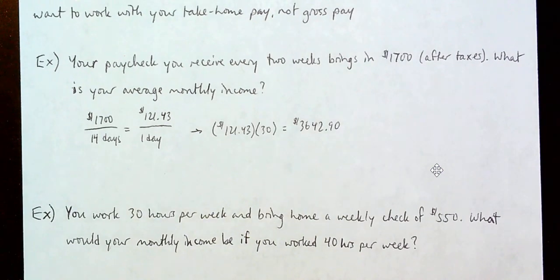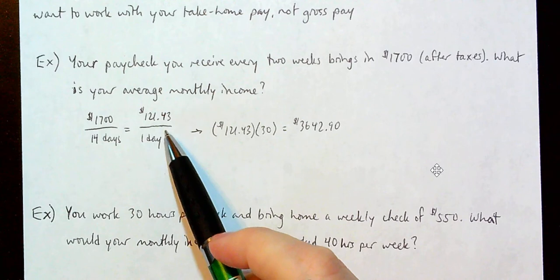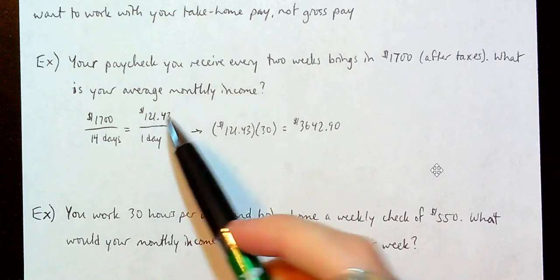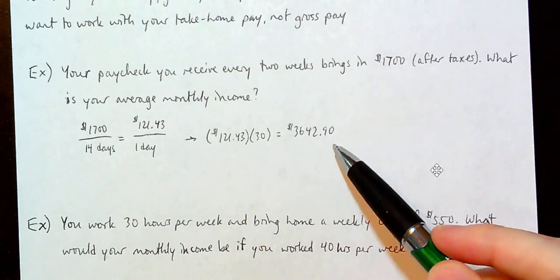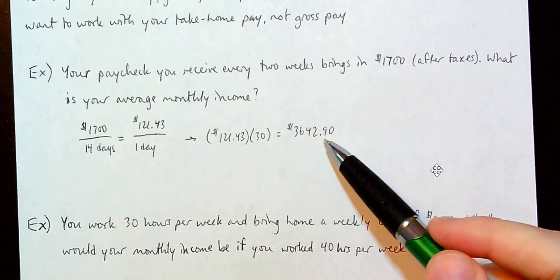So this is what our calculation is telling us. The average monthly income is going to be just over $3,600. Now, just for the record, when we rounded to 121.43, it was actually 121.428. So this was rounding up our value by a couple tenths of a cent. So technically this value here is slightly larger than what you would actually have.